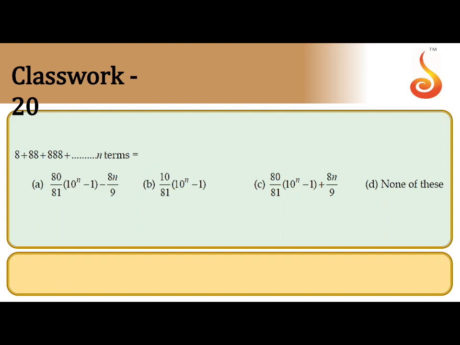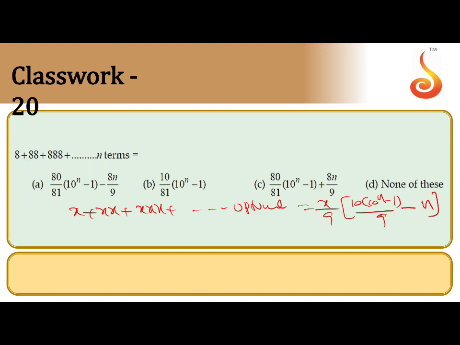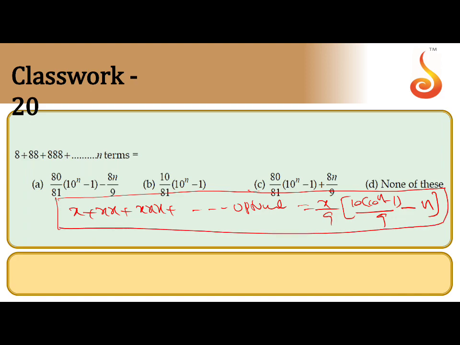Now another question: 8 plus 88 plus 888 and so on up to n terms. Normally solving this problem is very long, so there is a shortcut formula for this one. For x plus xx plus xxx up to n terms, the answer is x by 9 into 10 into 10 power n minus 1 by 9 minus n. This is the formula. Here x can be any integer from 1 to 9, and here x equals 8.